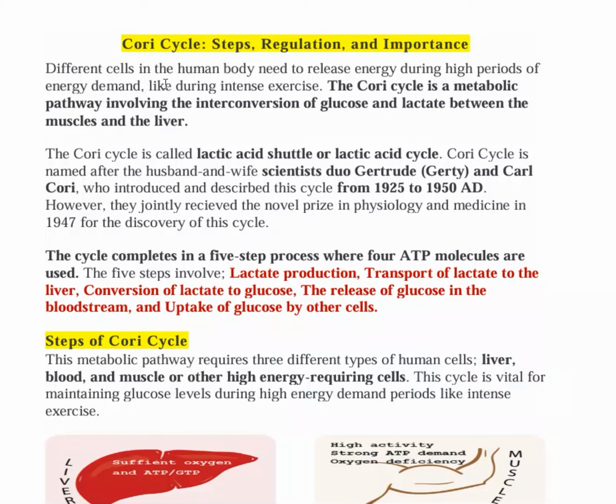As you know, the different cells in the human body need to release energy during periods of high energy demand, like during intense exercise. The Cori cycle is a metabolic pathway involving the interconversion of glucose and lactate between the muscles and the liver. This Cori cycle is also called the lactic acid shuttle or lactic acid cycle. It is named after the husband and wife scientists Cori, who discovered it and got the Nobel Prize in 1947 for the discovery of the Cori cycle.